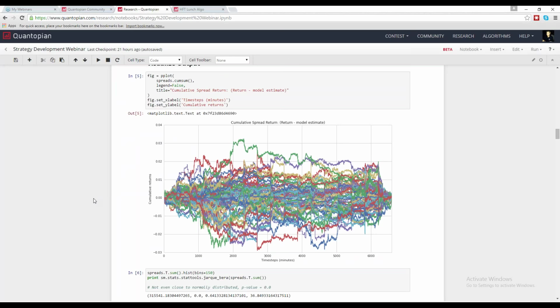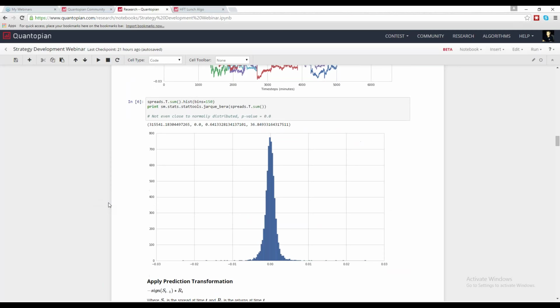And so this is just showing another big mess of prices, basically. But at least it looks like they're centered around zero, so there could be some mean reversion that can be exploited here. And then the next thing is actually looking at the histogram of the returns.